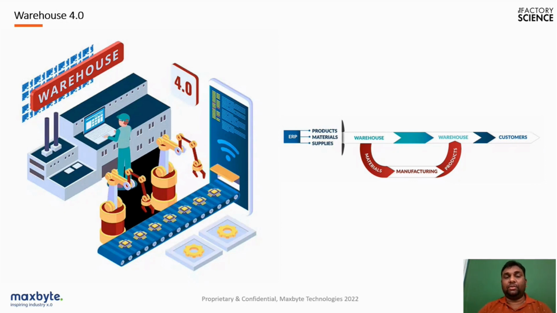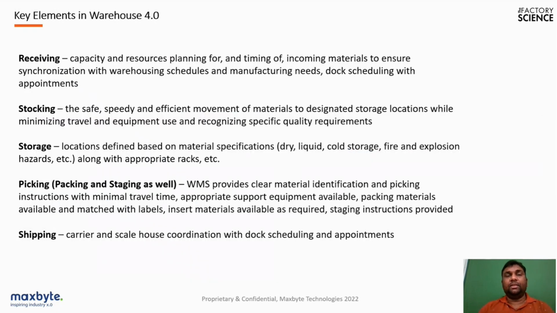So this warehouse 4.0 concept came into existence, and there are multiple technologies that came to support it. One of the primary technologies is the automatic storage and retrieval that we are going to see in the next slides. So what are the key elements in warehouse 4.0?